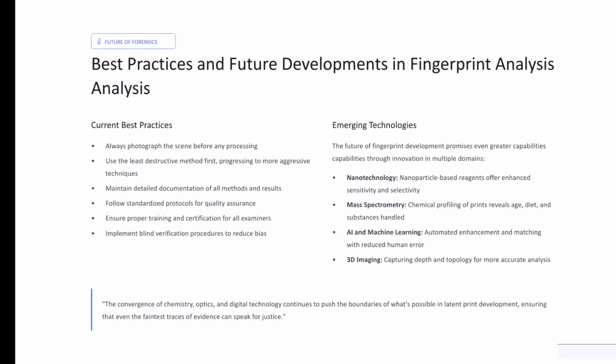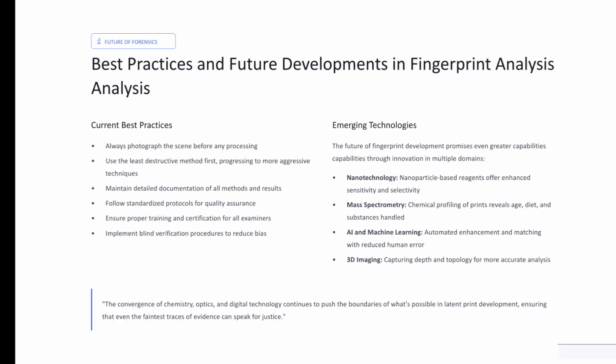The future is here. Emerging technologies combine chemistry with digital innovation. Hyperspectral microscopy detects trace enhancements with greater sensitivity and selectivity. Mass spectroscopy and chemical profiling of latent residues, advanced detection, and AI-powered machine learning automation analyze prints with enhanced accuracy. 3D imaging optimization creates topological analysis for more accurate categorization and identification.